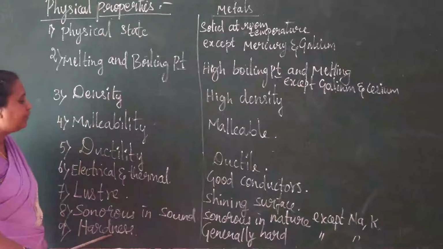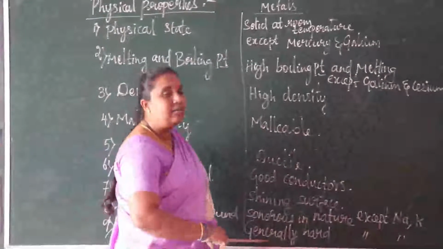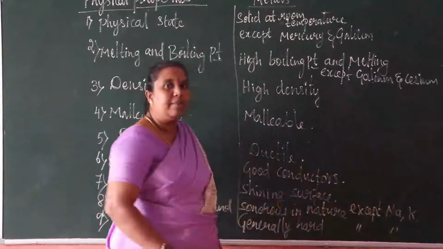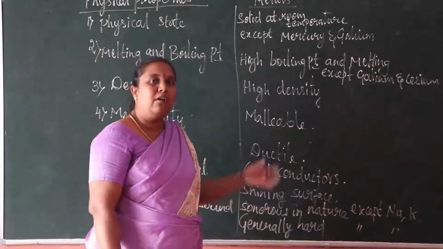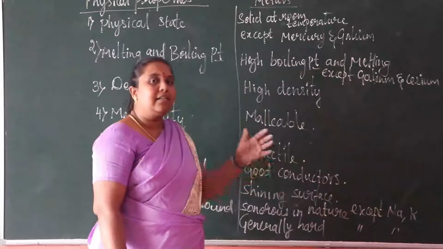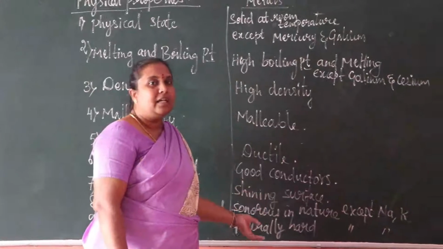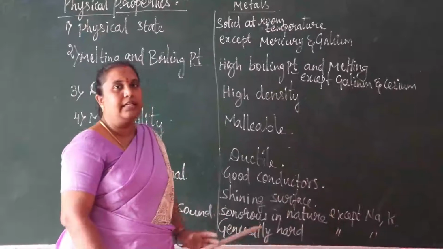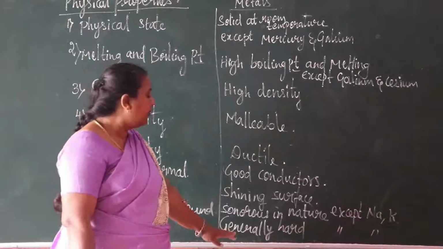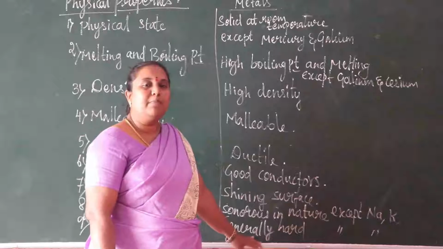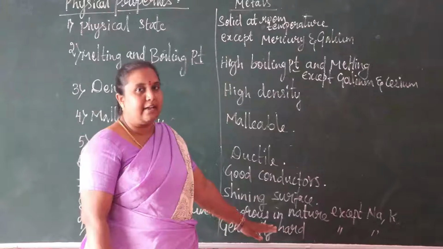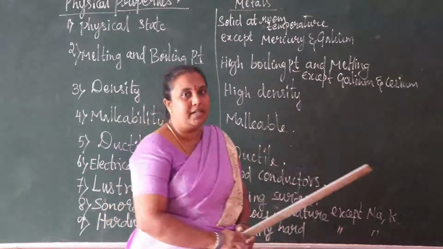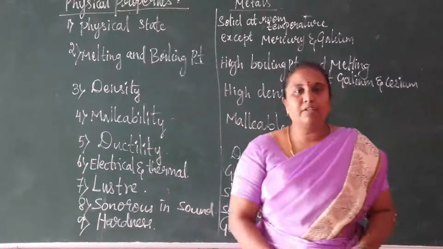Okay, and then hardness of the metals. What is the hardness of metals? They are generally hard, except sodium and potassium. Sodium and potassium also have density, but compared to the other metals it is very low, and they are only a little bit hard. So we can cut them with a knife. Sodium and potassium can be cut with a knife, so we can say they are not hard metals. They are soft metals.